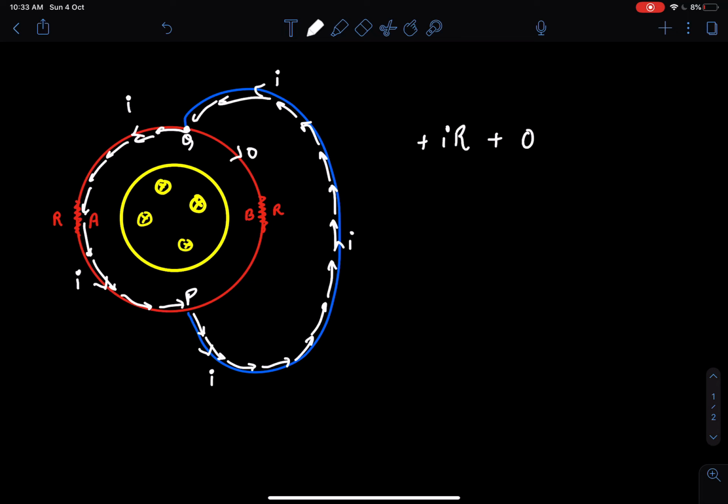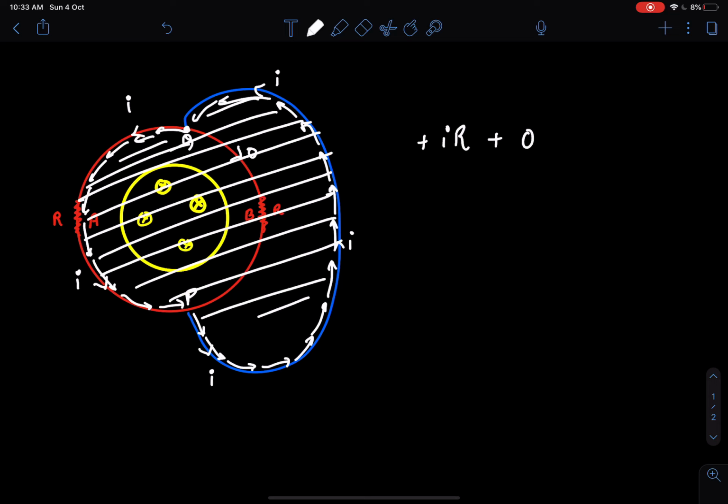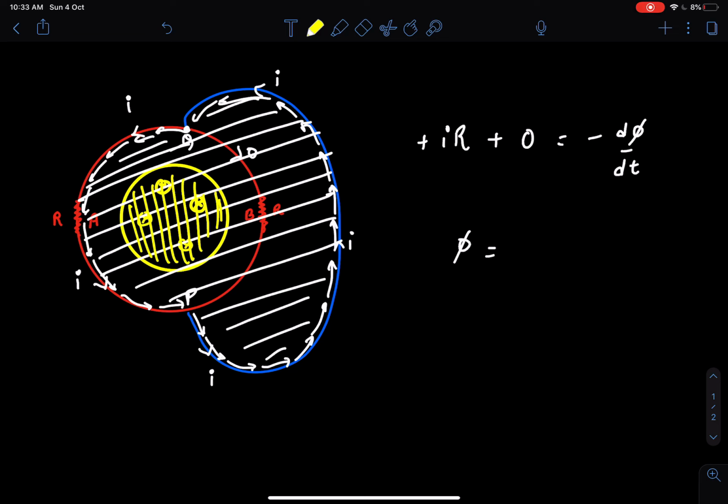So let me shade the area of this loop so that we can calculate the rate of change of flux through this loop. So this is a loop that we are talking about, and through this loop integral of E dot dl we have already written, and we will equate it to minus d phi by dt. As far as phi is considered, phi is there only in the yellow region, so only in the yellow region it is there. So phi is equal to the B in the yellow region multiplied by the area of the yellow region.